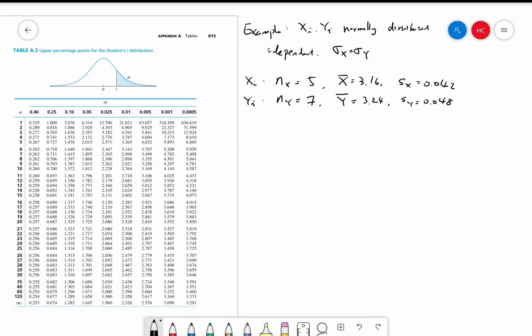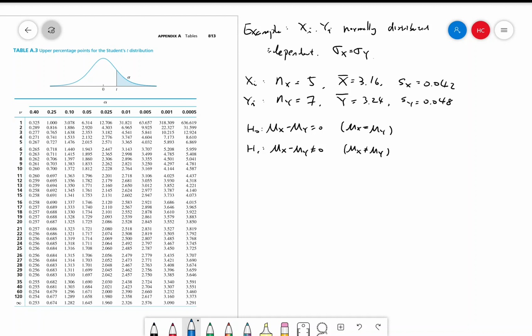0.048. Okay, so the null distribution, before that we need to write our tests. So we want to test if they have the same population mean. So the alternate hypothesis is mu x minus mu y not equal to 0, which means they have different population means. And the null hypothesis is the opposite, which is mu x minus mu y equal to 0, which means mu x equal to mu y.